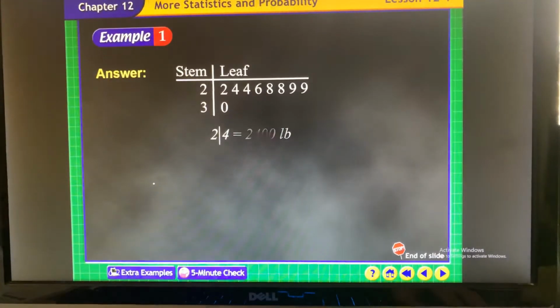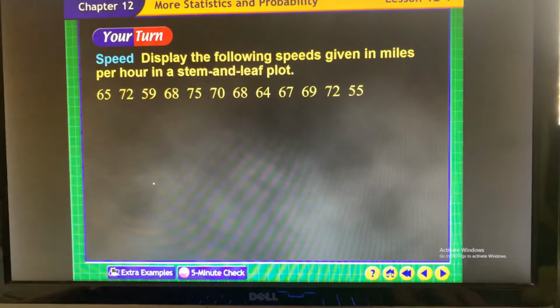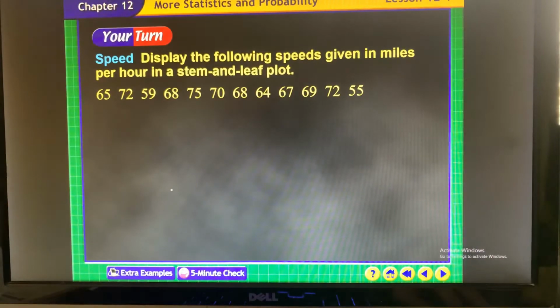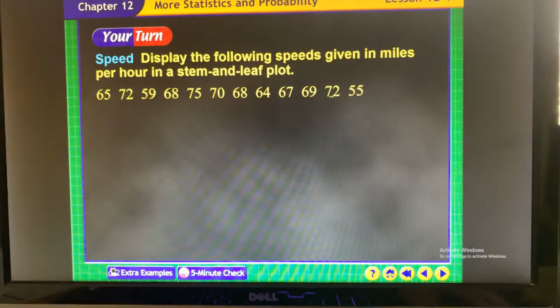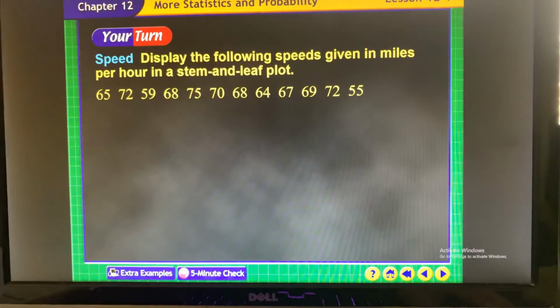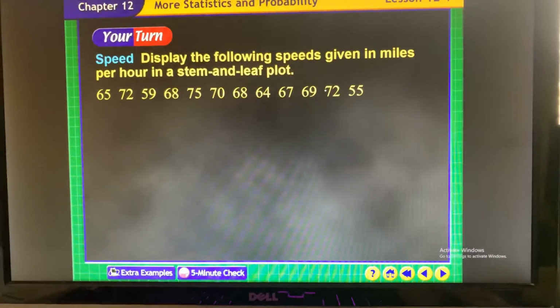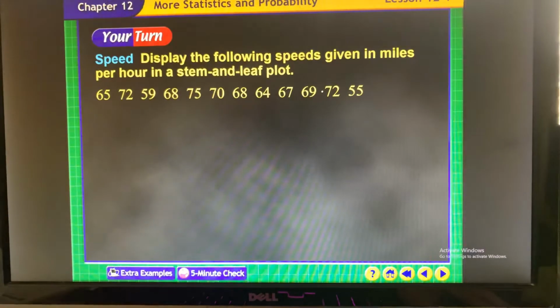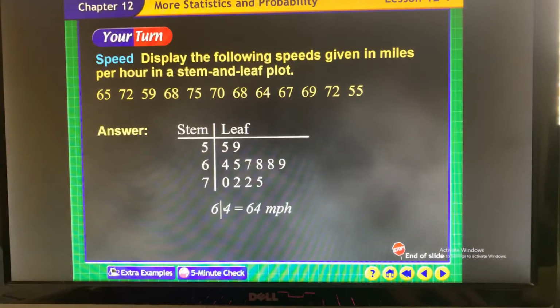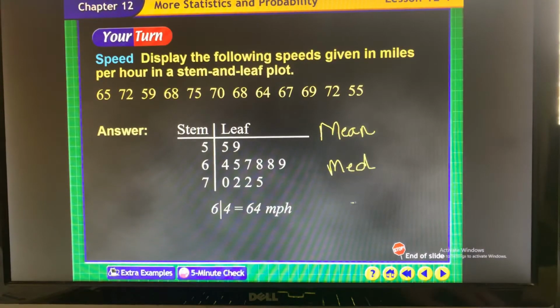So let's do another one. The first thing you want to do is put those numbers in order, or find the smallest and the biggest. So I can see that I'm going to have stems of 5, 6, and 7, because I have numbers in the 50s, 60s, and 70s. So it looks like this. So now again, I can find the mean, I can find the median, and I can find the mode.